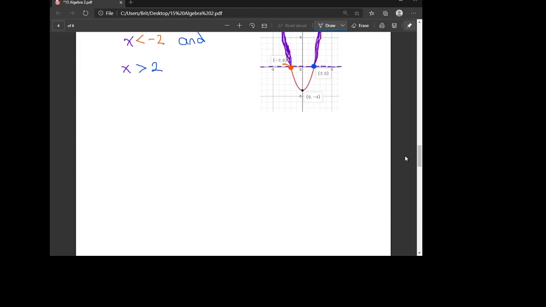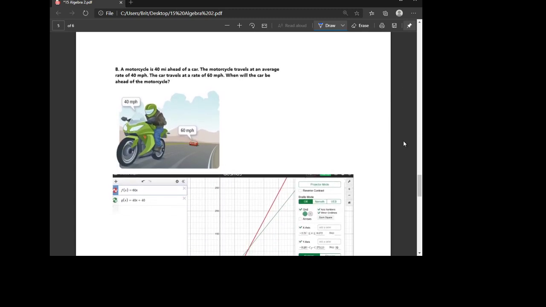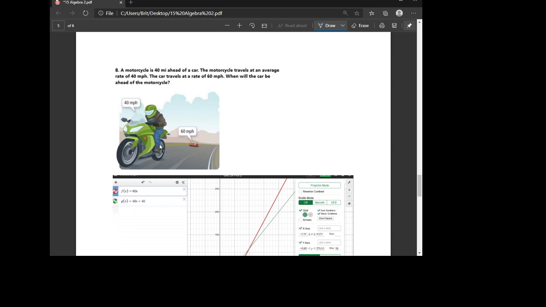Here is a word problem. So there's a motorcycle that is 40 miles ahead of a car. So they kind of zoomed apparently. The motorcycle is going 40 miles an hour, and the car is going about 60 miles an hour. And they want to know when the car is going to pass that motorcycle, right? Because if the car is behind and it's going faster, it's going to surpass that motorcycle.